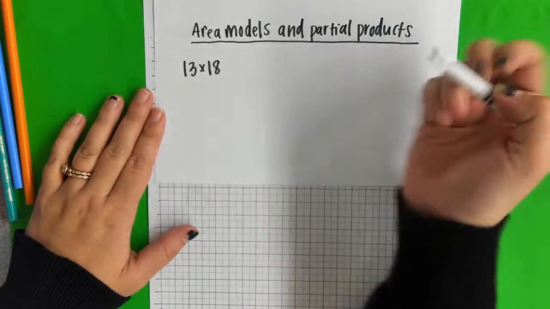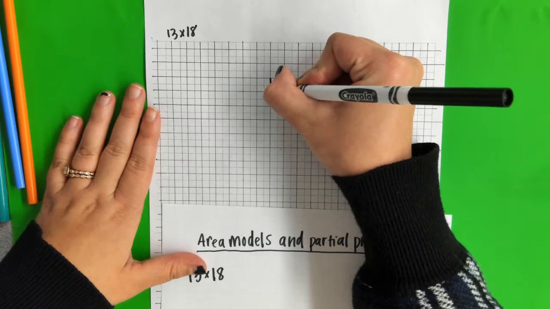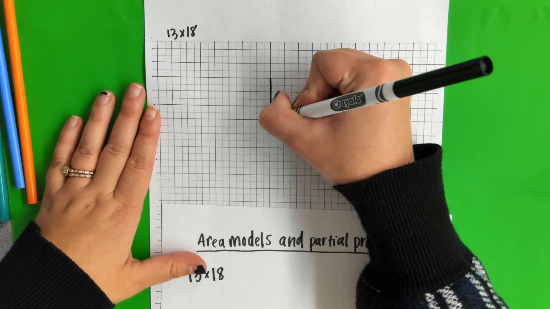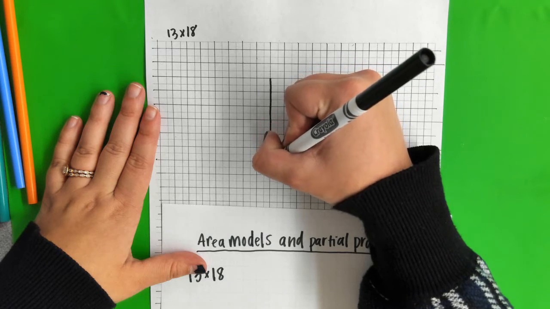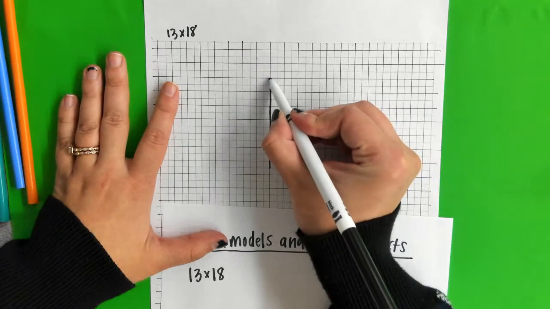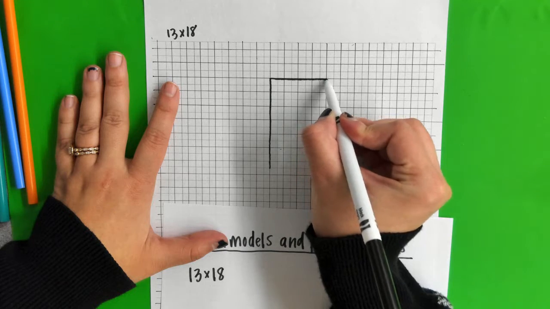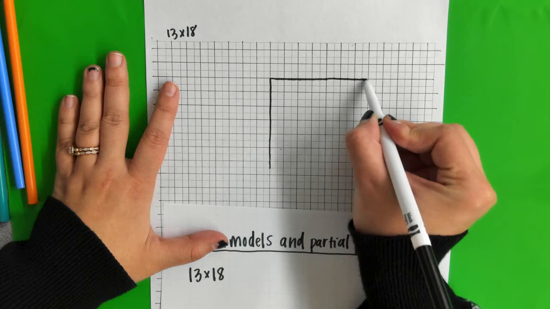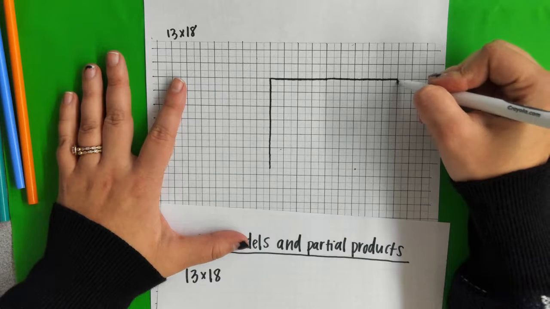So we have 13 times 18, and we can go down 1, 2, 3, 4, 5, 6, 7, 8, 9, 10, 11, 12, 13. And then we're going to go across 18: 1, 2, 3, 4, 5, 6, 7, 8, 9, 10, 11, 12, 13, 14, 15, 16, 17, 18. And then we're just going to connect our lines.